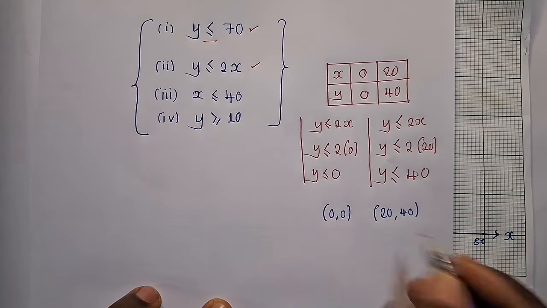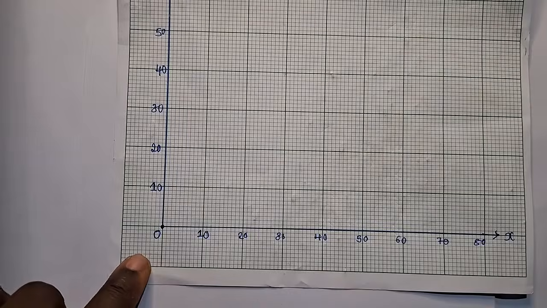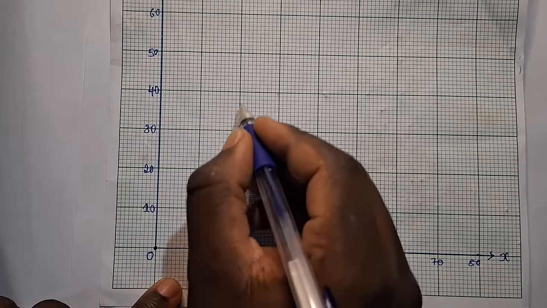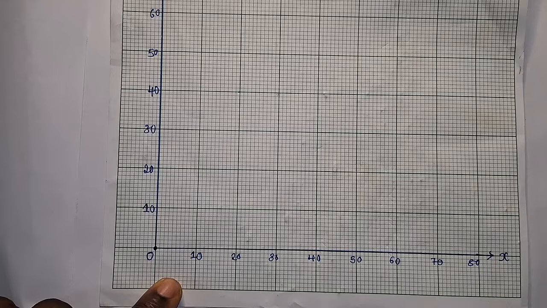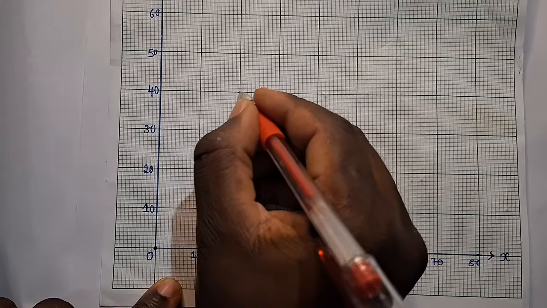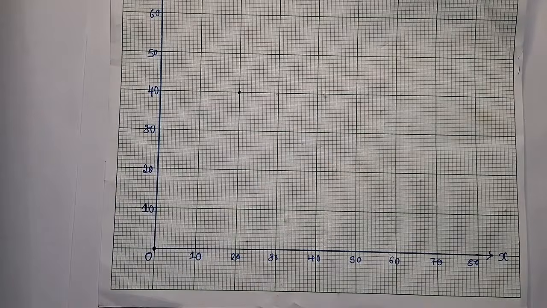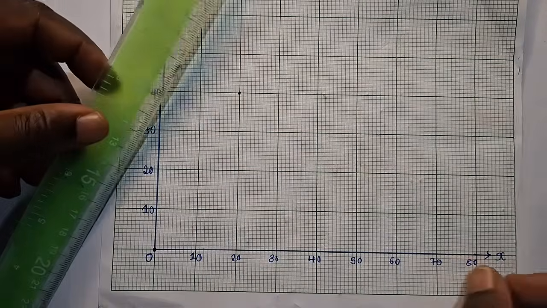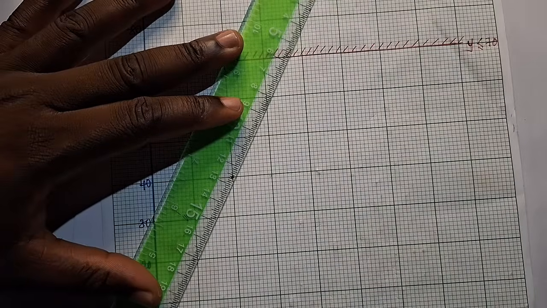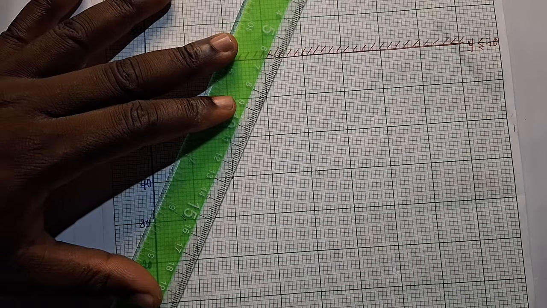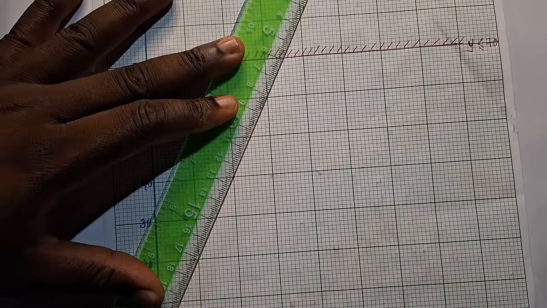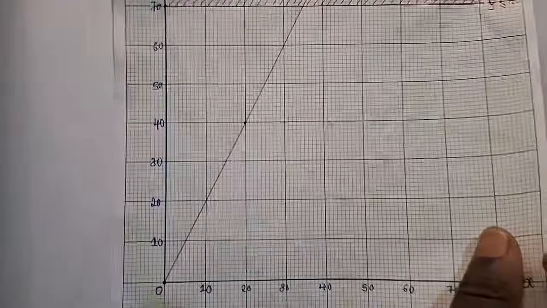So now plot these coordinates. 0, 0, it's right here, while 20, 40, it's right over there. 20, 40, it's right here. So we now join these 2 points. It's like this, we join them, okay? So it will go all the way like that, okay?